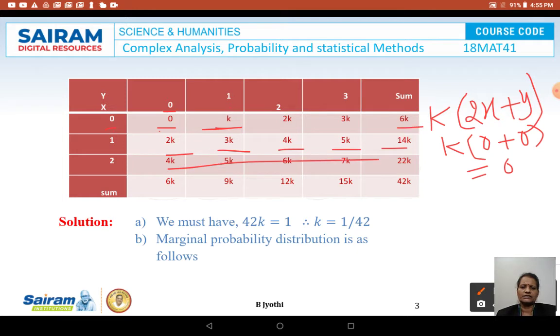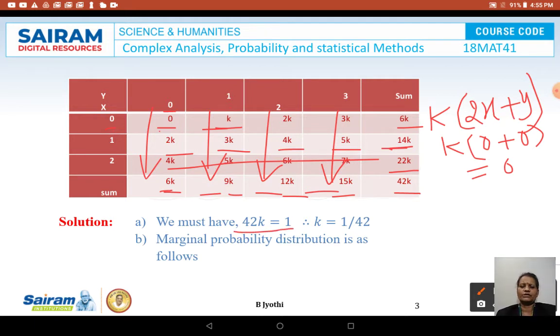That is 6k, 14k, 22k, which gives 42k, and here also we have added the columns and we are getting these values: 6k, 9k, 12k and 15k, that is 42k. The total 42k must be equal to 1, hence the k value is equal to 1 upon 42. And now the marginal probability distribution is as follows.